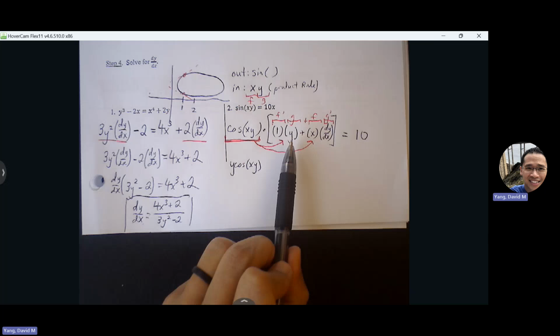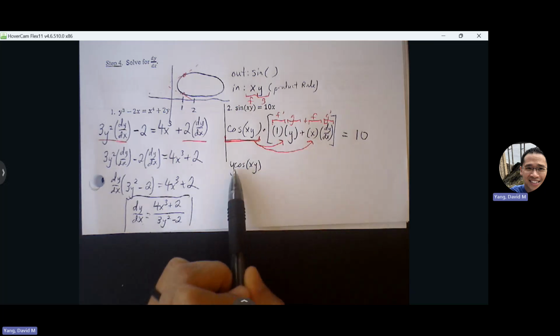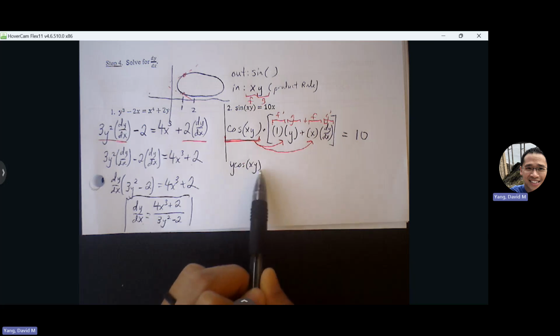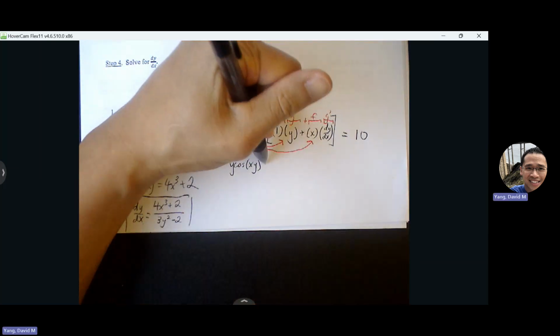If there's any coefficient variable, I like to put it in front of the cosine so it doesn't get confused with this. y is clearly outside the cosine function. So I like to put it in front so it doesn't get mixed in with that xy. But you don't have to. You can put the y after.